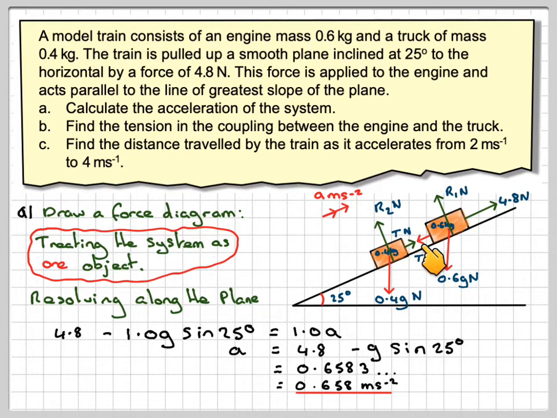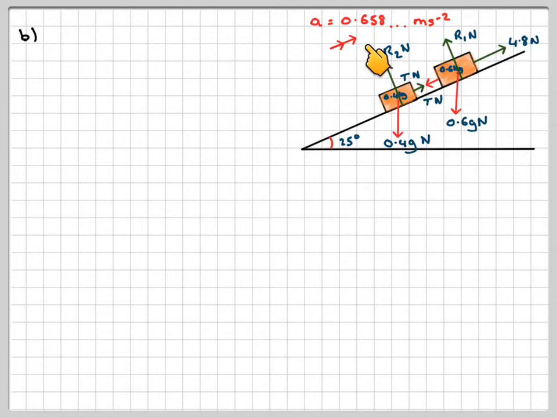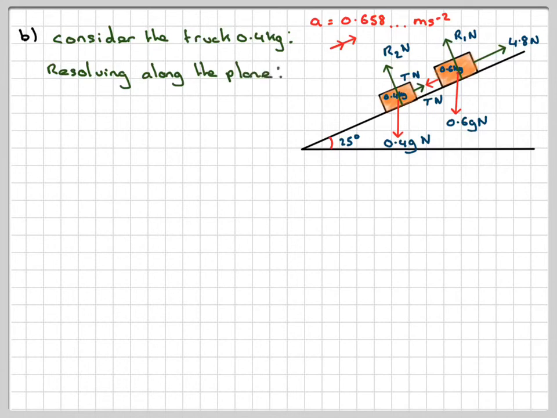We now have to find the tension in the coupling. So if we just jump to the diagram again, now we know what the acceleration is, we have to find this tension here. Now we can either use this one or this one. It doesn't matter which. This one has slightly more forces to deal with, so we're just going to use the truck. So consider the truck, which is 0.4 kilograms. Resolving again along the plane, we're going to have T, this force here, minus the weight here. So this will be 0.4g sin 25.